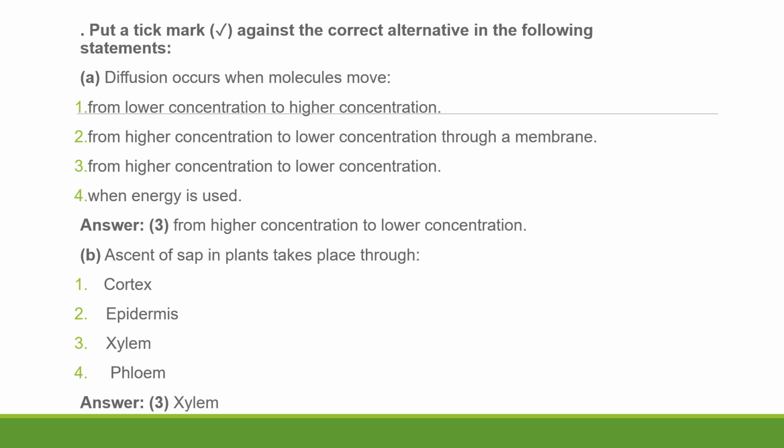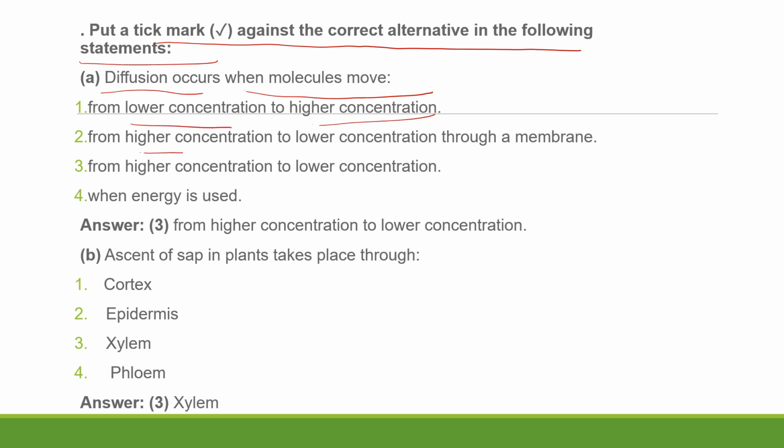First, put a tick mark against the correct alternative in the following statement. The first question is, diffusion occurs when molecules move from what? Lower concentration to higher concentration, higher concentration to lower concentration through a membrane, higher concentration to lower concentration, or when energy is used. So what should be the answer? Just think and recall once. I have given you the answer for your benefit, so it will be easier for you to learn. From higher concentration to lower concentration is the answer.